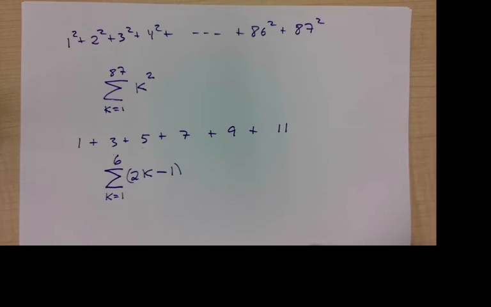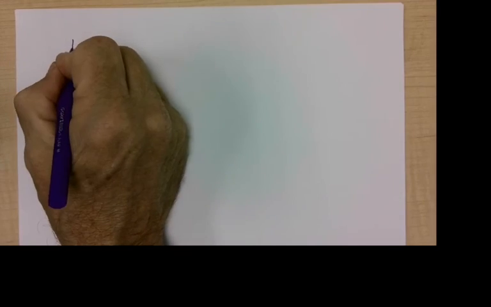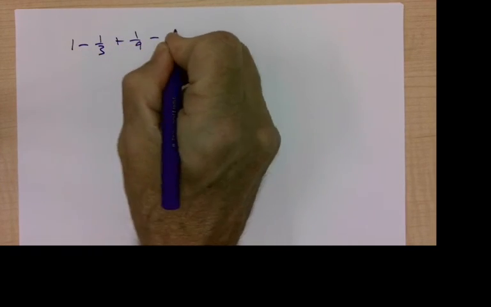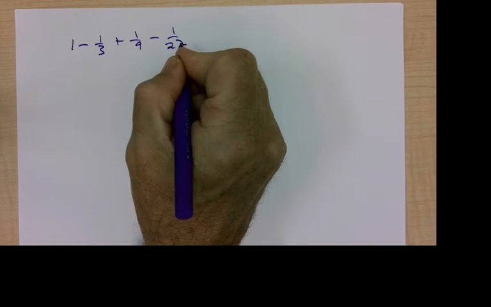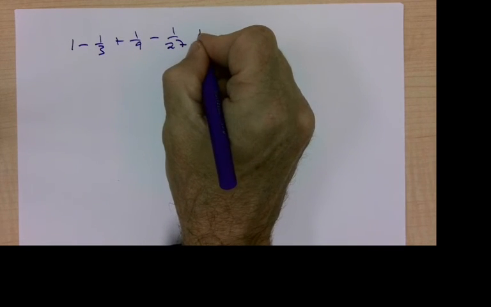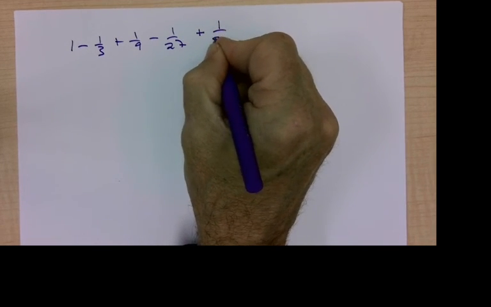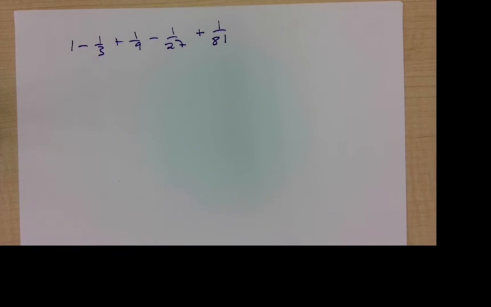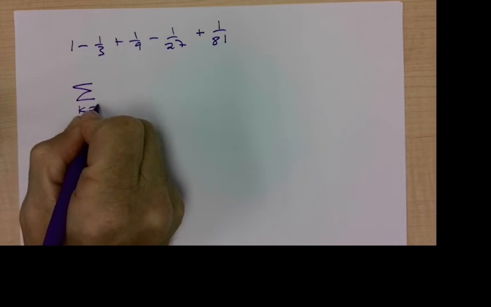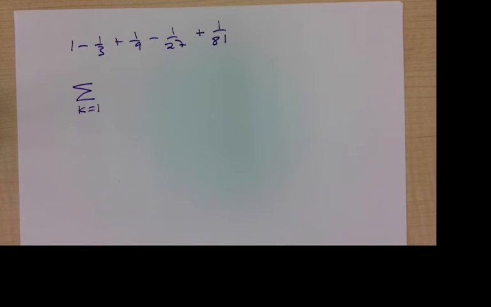And let's try 1 or 2 more. Let's take a look at 1 minus a third plus a ninth minus a 27th plus 1 over 81. So sum, we want k to start at 1. And what's happening here? Is there a way for us to express what's happening?